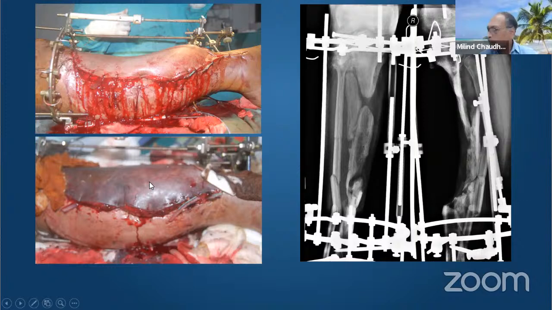So my friend, the microvascular surgeon says, amputate him. Don't be married to his flap. Don't be married to the limb. And the patient said, no way. If you have the patience and if you can do it, save my limb. So that's exactly what we did with the Ilizarov.